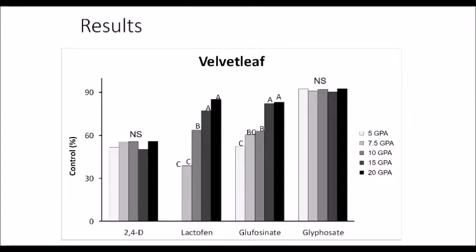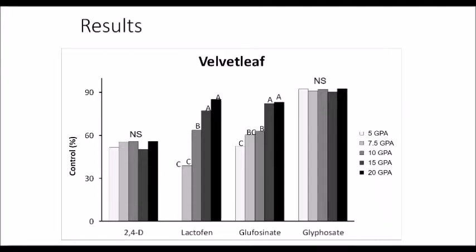Now, when we looked at the results for this, here you can see that efficacy again on a scale of 0 to 100. We've got 5 GPAs listed out side by side with the shading going from white to black. With the 2,4-D, what we see is no statistical difference between the 5 different GPAs. And the glyphosate on the right-hand side, the exact same thing. Those are, again, our 2 systemics.